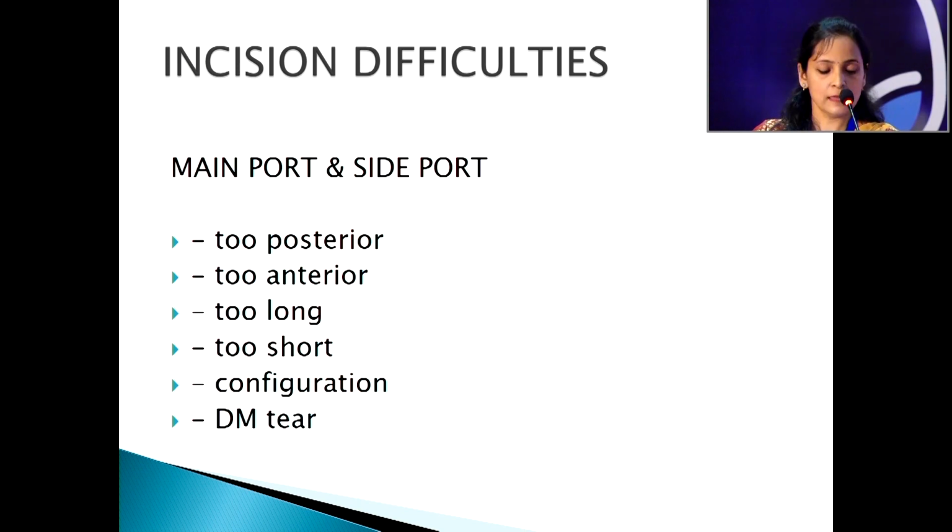Okay, so let's start with the incision difficulties with the main port and the side port. Both could be either too posterior or too anterior. Too posterior meaning more towards the sclera, and too anterior meaning more towards the clear cornea or beyond the limbal vascular zone. So it could be too long an incision, too short, and the configuration could be abnormal, and in worst cases, it could lead to a DM detachment.